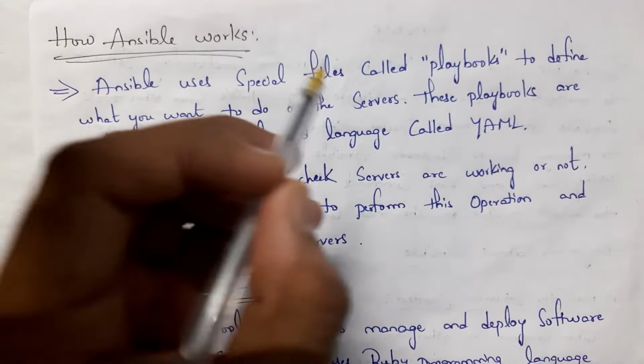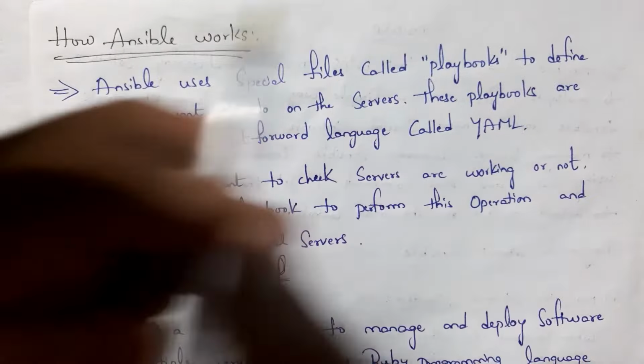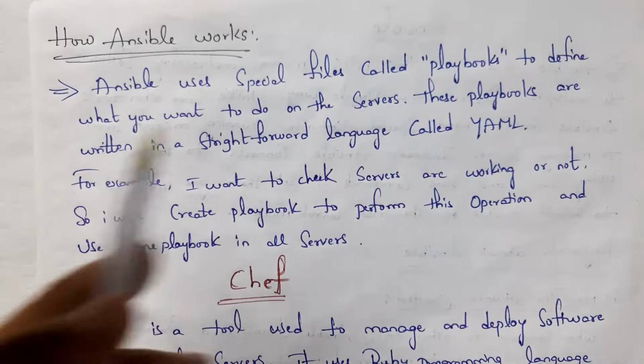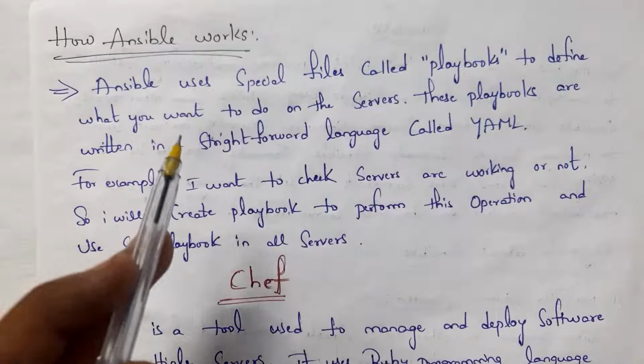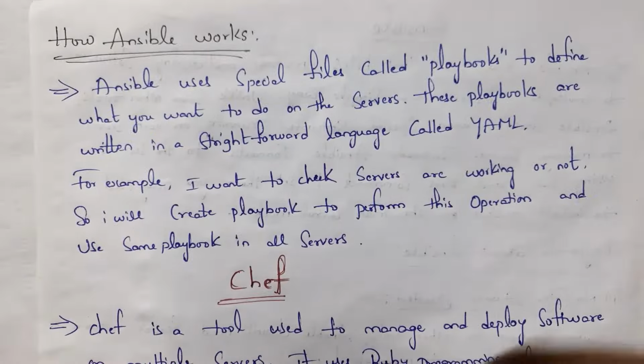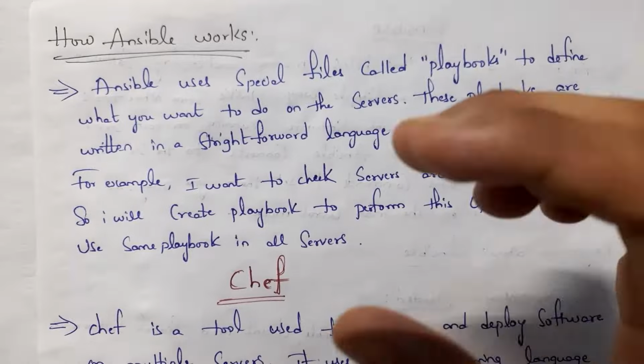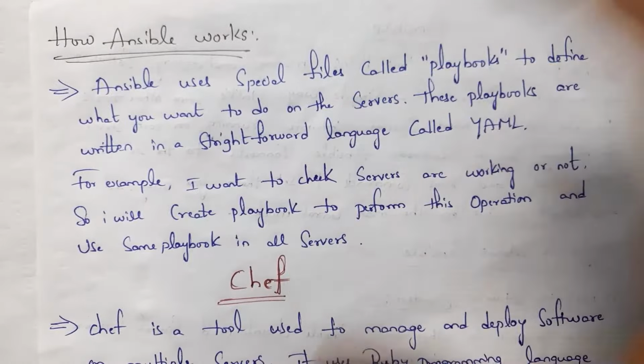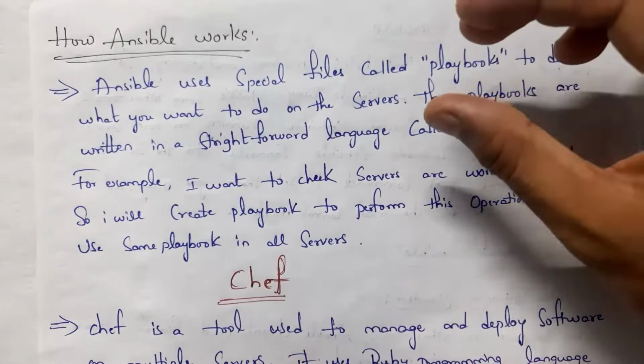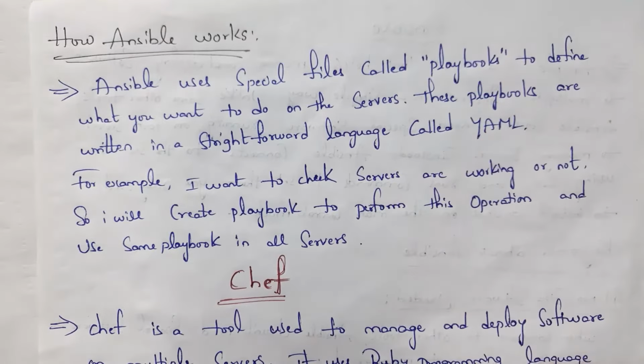Ansible uses special files called playbooks to define what you want to do on servers. These playbooks are written in a straightforward language called YAML. Guys, in the main server, you need to create special files called playbooks in order to perform operations on all servers. And we are creating these playbooks using a language called YAML.